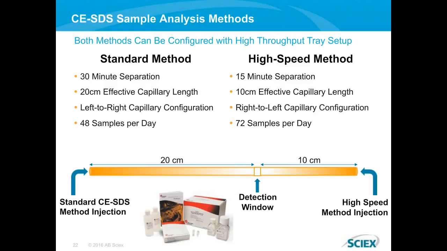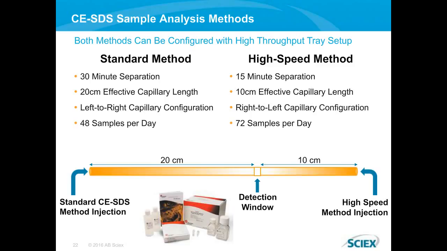With the high-speed method, however, we're going to cut the separation time in half. So it was 30 minutes with the standard method. It's now 15 minutes on the high-speed method, and that's because we're effectively cutting the capillary length that we're using. So we're actually running up the short side of the capillary, so that 10 centimeter effective length part of the capillary, running right to left. So we're basically just switching the inlet and outlet trays in the system and running it in reverse.